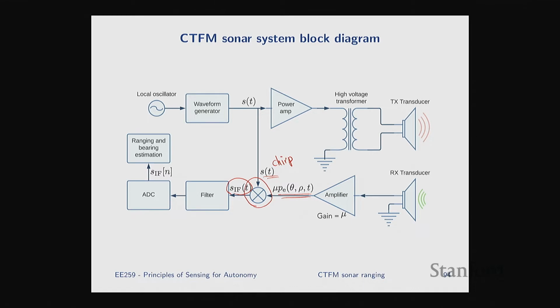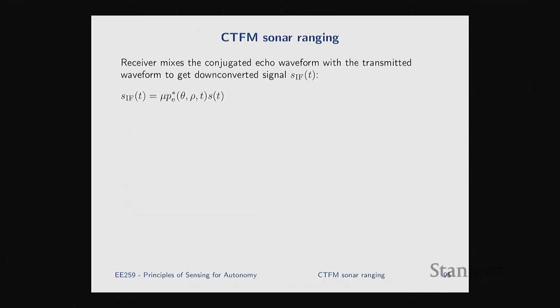In fact, mathematically, it turns out that the operation that block needs to do is very simple. It's just a complex multiplication. That's why we show it as a multiplier, because it's exactly multiplying those signals. So what it does is it multiplies the complex conjugate of the echo that you have received by S of t, which again, S of t is that chirp waveform that we generate and send out.